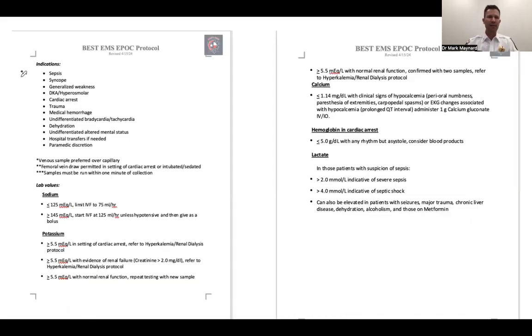All right, this is the best EMS EPOC protocol. So you can see there are indications and then there are the different lab values, and we are only going to focus on 5 lab values. This may not seem like a lot, but it can get really complicated really fast. So we're going to start with indications, and then we'll just run on down the line. Starting with the indications, I'm going to give you an indication such as sepsis, and then we'll talk about the key labs that we might expect to find abnormalities on.